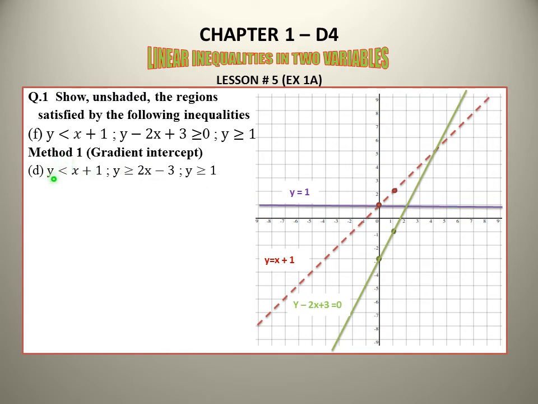Sign of inequality is less than, so it means region below the graph of this is defined region. The graph of this inequality is this. So region below this is defined region. This region is defined region. So we will shade undefined region. The region above this line is undefined. We will shade this region.